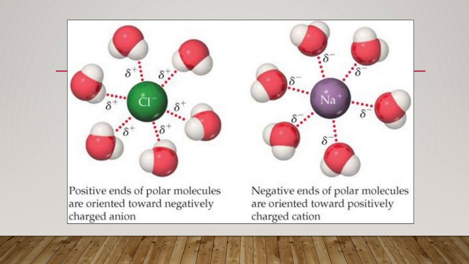Here's a nice visual of how a water molecule with its dipole, here's the negative end and here's the positive end, can attract these ions. So here a cation, a positively charged ion, is attracted to all the negative ends of the water molecule. Here our anion, our negative ion, is attracted to all of the positive ends of the water molecule.